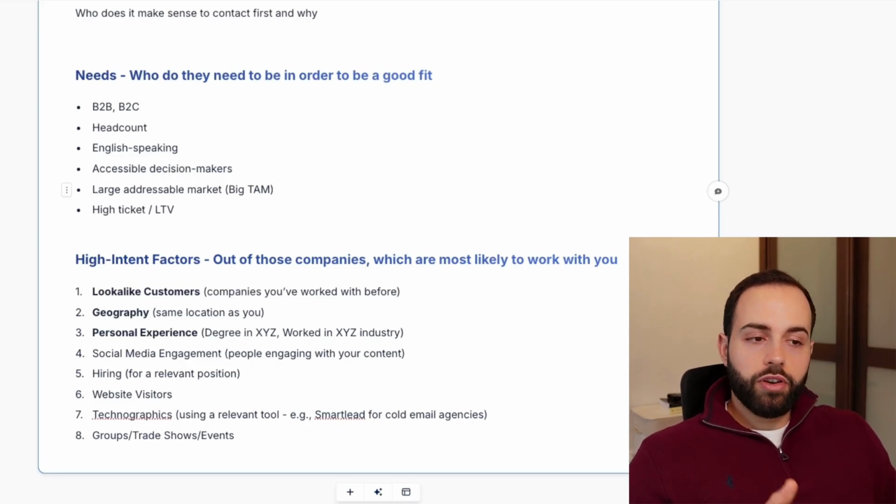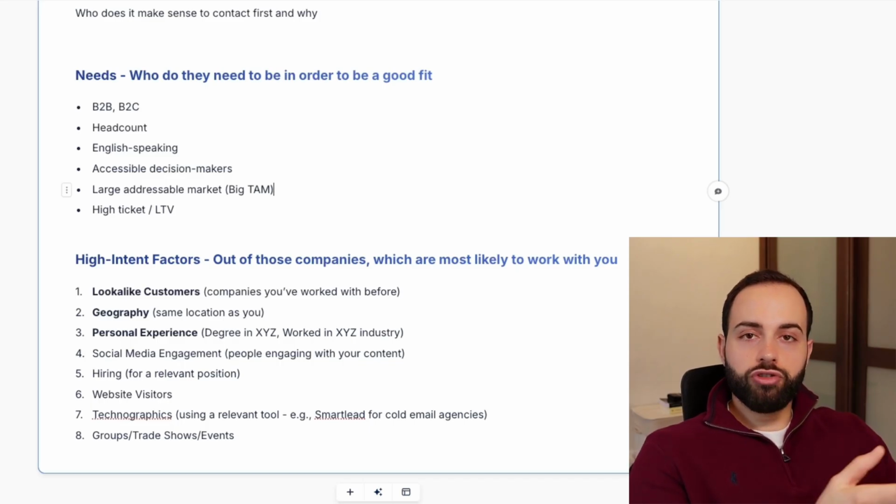Now, the sixth factor is website visitors. So once again, whatever your ICP is, track your website visitors. And if you have any of those people that are visiting your website, then just reach out to those people and basically try and get a call booked.